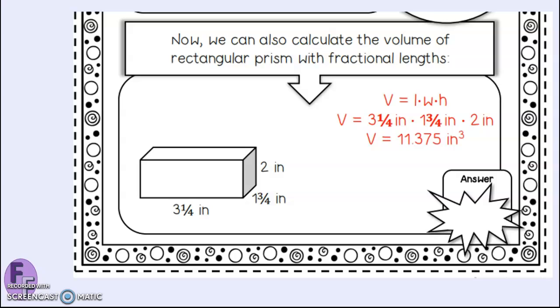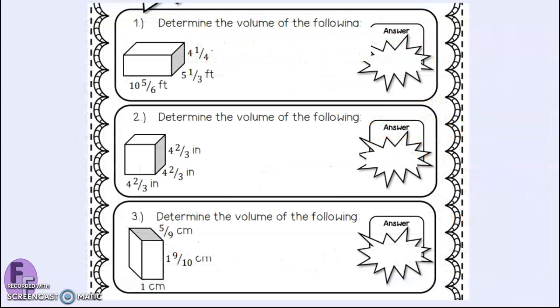Volume equals 11.375 inches cubed, or rounded to 11 4/10 inches cubed. Determine the volume of the following shapes. Again, every time you're going to write down the formula first and then substitute in the numbers.